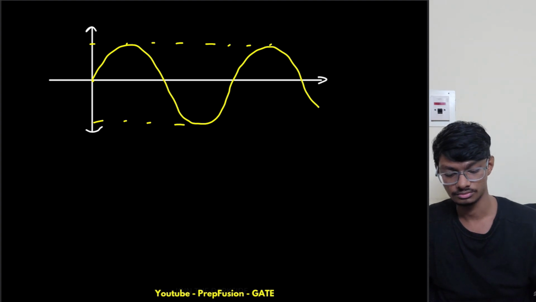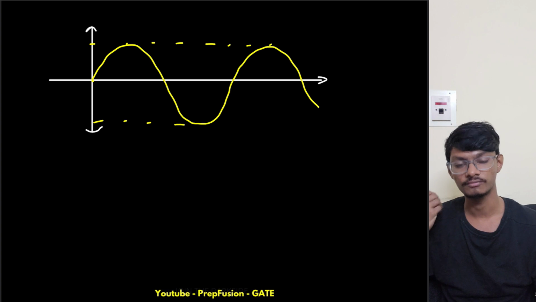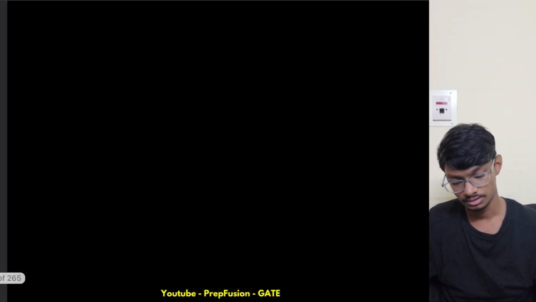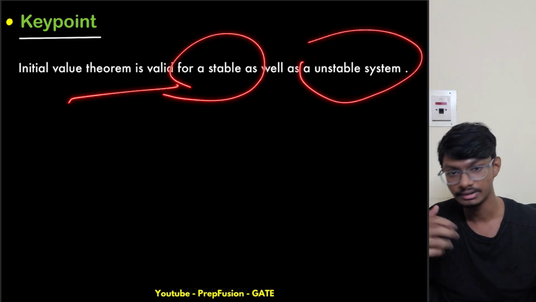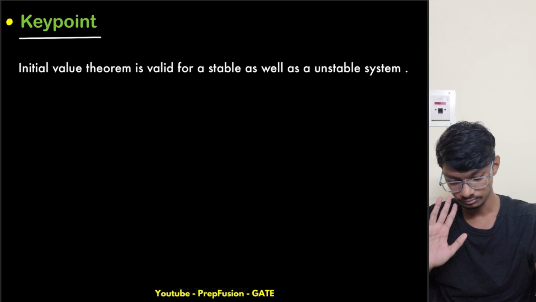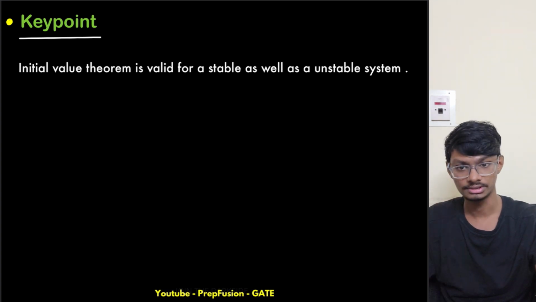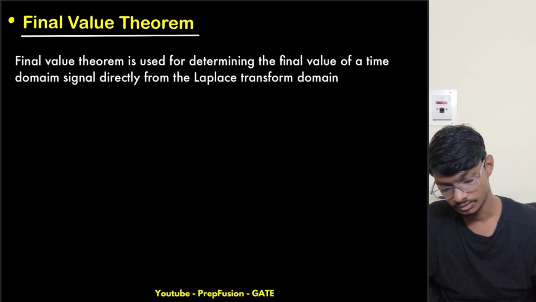Bounded in a certain range. So yeah, it is starting from 0 only. So for a marginally stable system also, it is not a problem to use the initial value theorem. So the initial value theorem is valid for stable as well as unstable as well as marginally stable systems. It is valid for all types of systems. That is one important thing to note here. Now we'll study the final value theorem. So what is the final value theorem?